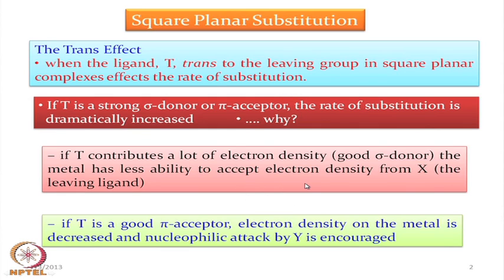Whether Cl minus is going out from the system and NH3 is coming and attacking that particular platinum center to give us cisplatin, or this particular role for the trans group which is responsible for the formation of the new bond with the Y, as well as the removal of X. That means the trans effect has a double role: the removal of X as well as the attachment of the Y to the metal center.